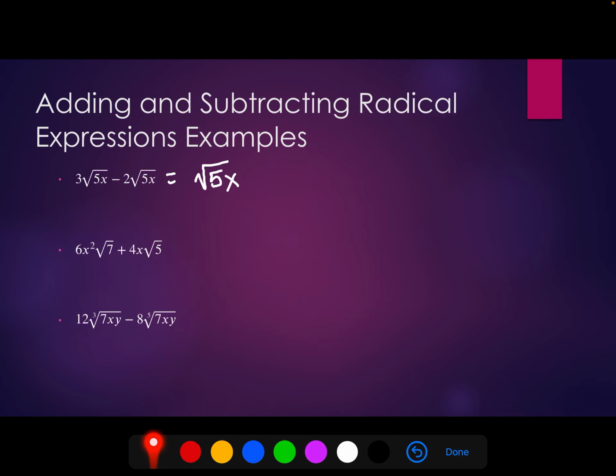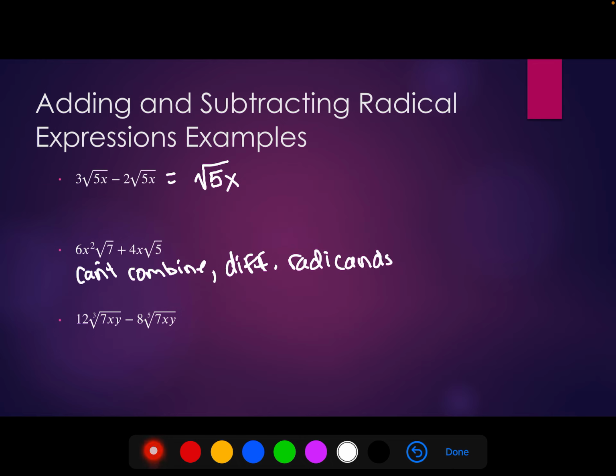We have 6x square root of 7 plus 4x root 5. Before we do anything, we have to check to make sure our index and our radicand are the same. Our index, they're both square roots, so our index checks out. Now if we take a look at the radicand, in this first term we have a radicand of 7, and in the second term we have a radicand of 5. So we can't combine these terms. There's nothing else we can do. Right? So we can say can't combine, and that's because there are different radicands.